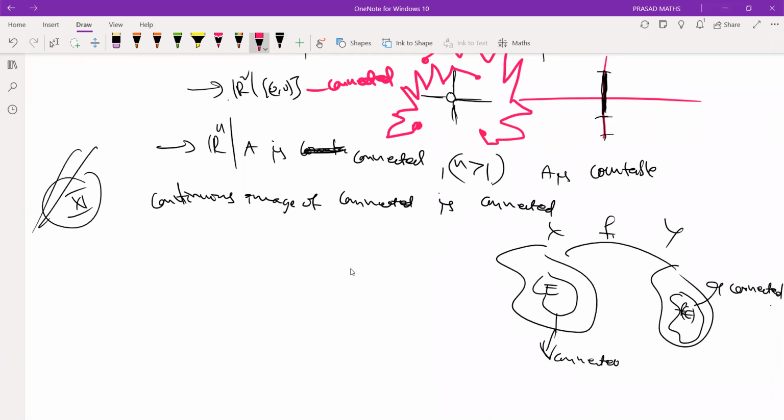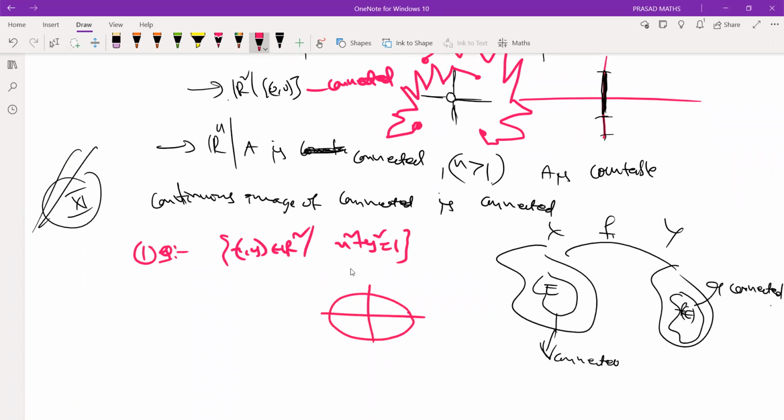For example, suppose you take a circle in R2. Is it connected? Yes. By geometry, I already told you it is a single piece, and a single piece is nothing but connected. By looking at the problem we can say it is connected because it's a single piece. But how to show it analytically is by applying that the continuous image of connected is connected.